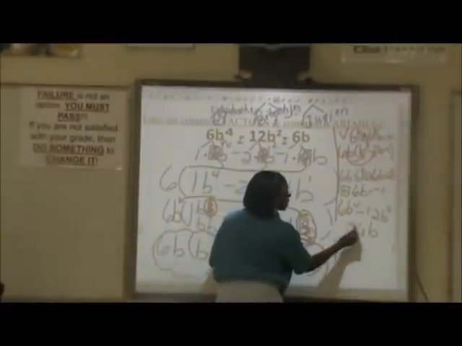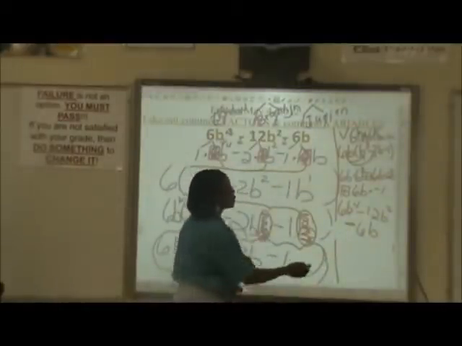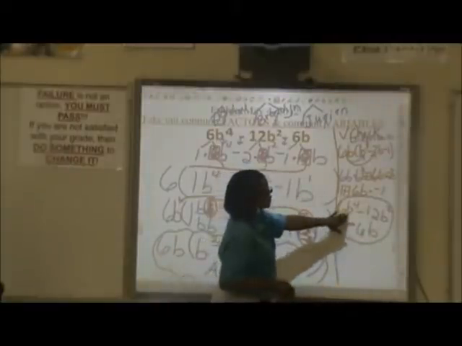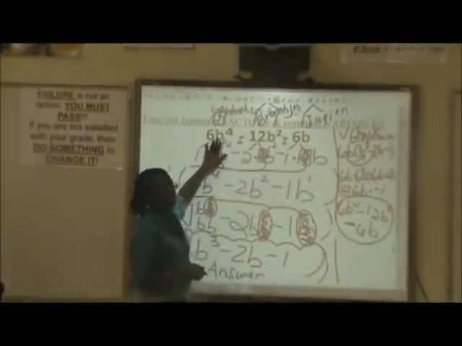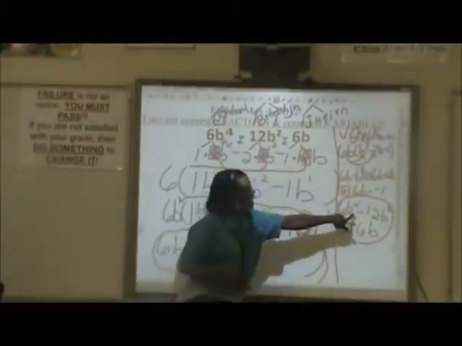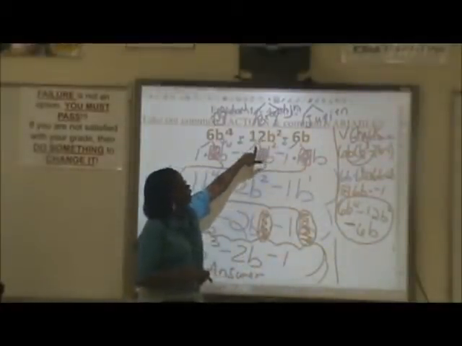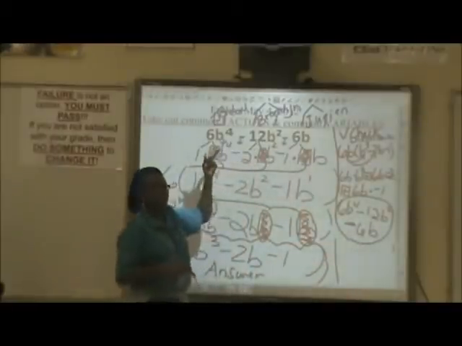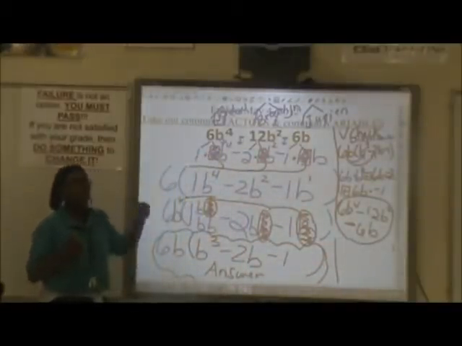So now let's see if we have the same problem that we started out with. So this is us checking our answer. We have a 6B to the 4th. We started out with 6B to the 4th. We have a negative 12B squared. We started out with negative 12B squared. We have negative 6B, and we started out with negative 6B.